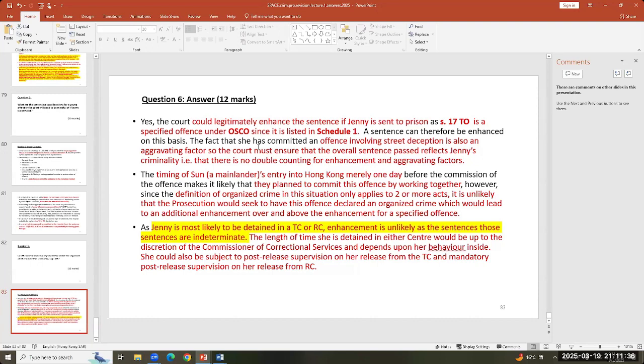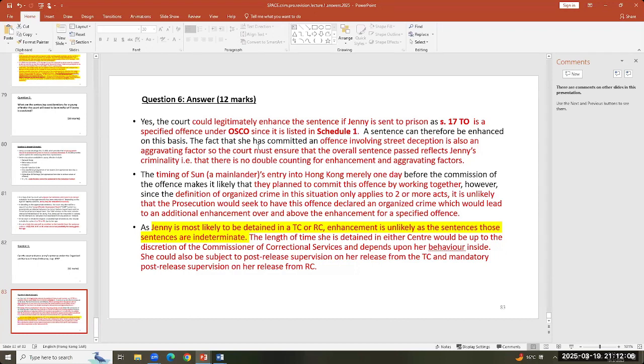But if we have earlier concluded she's likely to get training center or rehabilitation center, then the question of enhancement becomes irrelevant, because you don't get the length of time in the training center or rehab center enhanced under OSCO. You only get your sentence of imprisonment enhanced. So if the court sends her to training center or rehabilitation center, we wouldn't enhance it under OSCO.